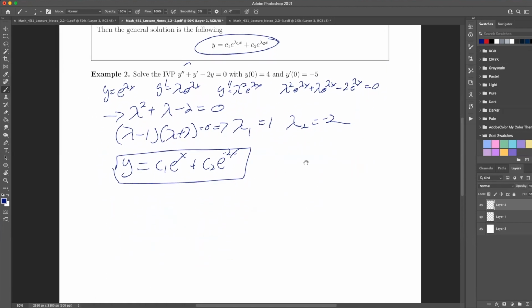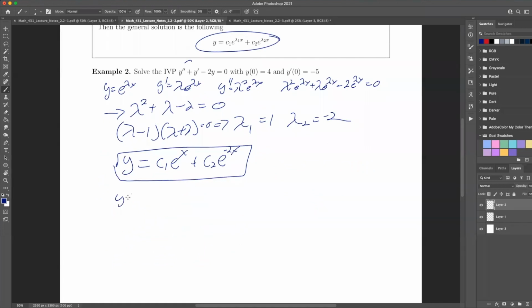Now, if I was going to solve for the particular, y of 0 is equal to 4. So 4 is equal to, and here I'm just going to take this, and so it'll be c1 e to the 0 plus c2 e to the 0. So this implies 4 equals c1 plus c2.